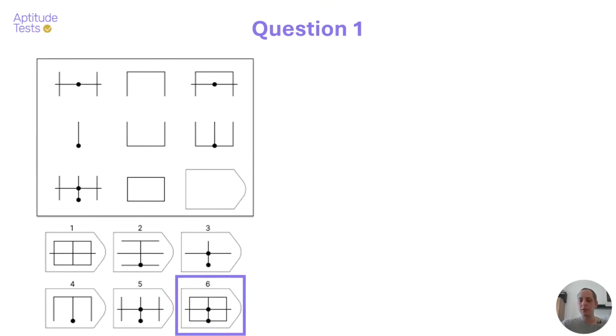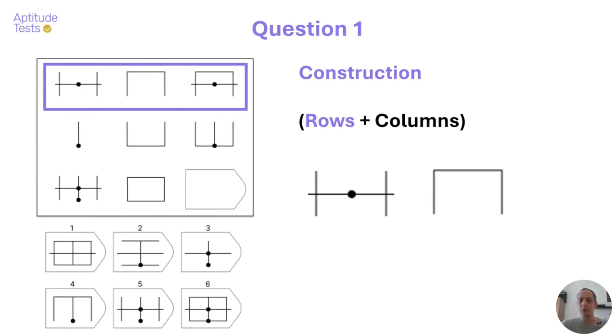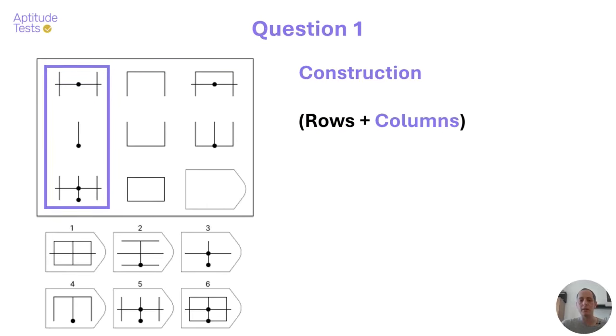Okay, so the answer to this question is answer number 6, and we're going to show why. The basic pattern in this question is construction, and it is the same pattern across both the rows and columns. Let's start with the rows. Take the first row, for example. We have the leftmost shape and the middle shape. When combined together, they create the rightmost shape. Okay, and the same goes for the columns as well.